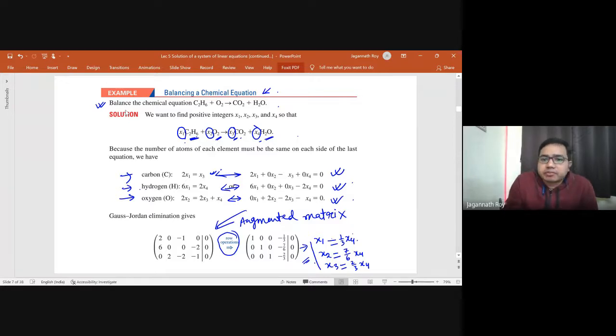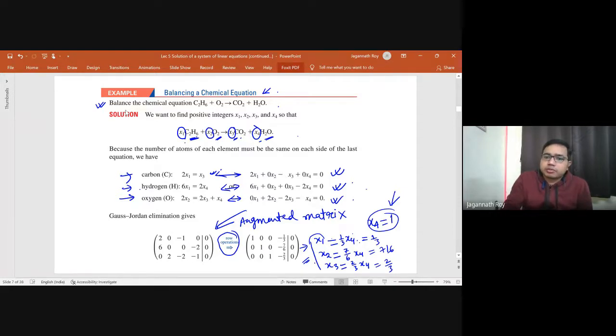Since all the variables are in terms of x4, you can write it in parametric form. For x4 equals 1, x1 will be 1 by 3, x2 will be 7 by 6, and x3 will be 2 by 3. We'll take these simple values. When we have this kind of situation, we'll have this kind of solutions.